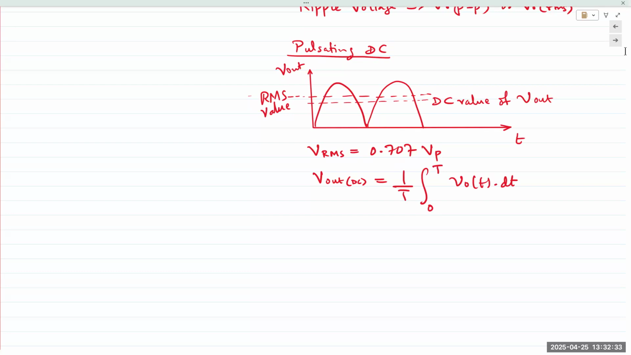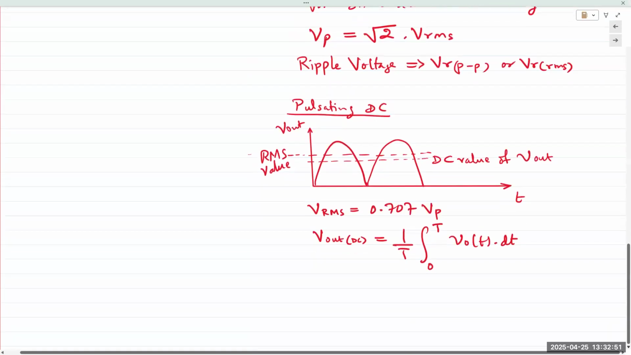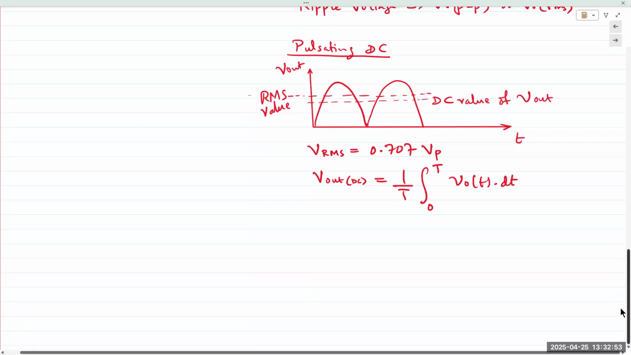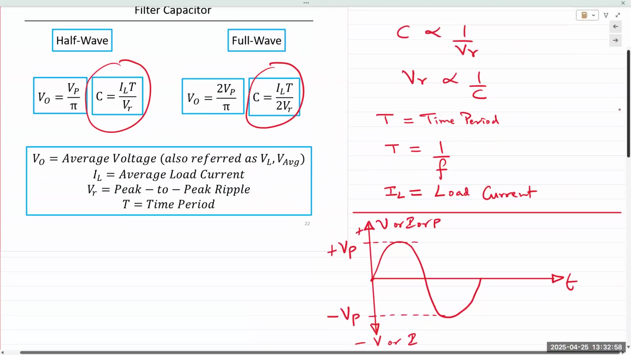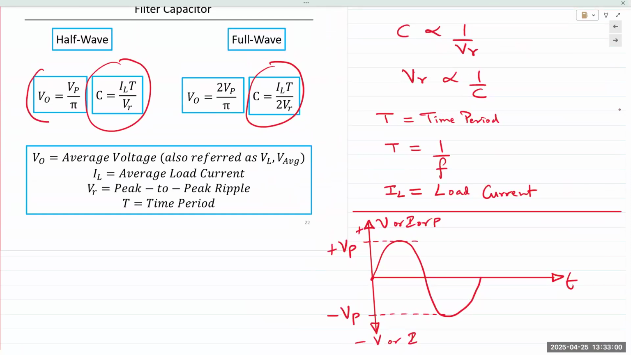That gives you the DC value. And that turns out to be, for a sinusoidal waveform, 0.318 VP for a half-wave rectifier and 0.636 or 0.637 for a full wave. And that's where this equation comes from. So V out DC is the average of the entire waveform over one time period. And for a sinusoidal half-wave rectifier, it turns out to be VP over pi.